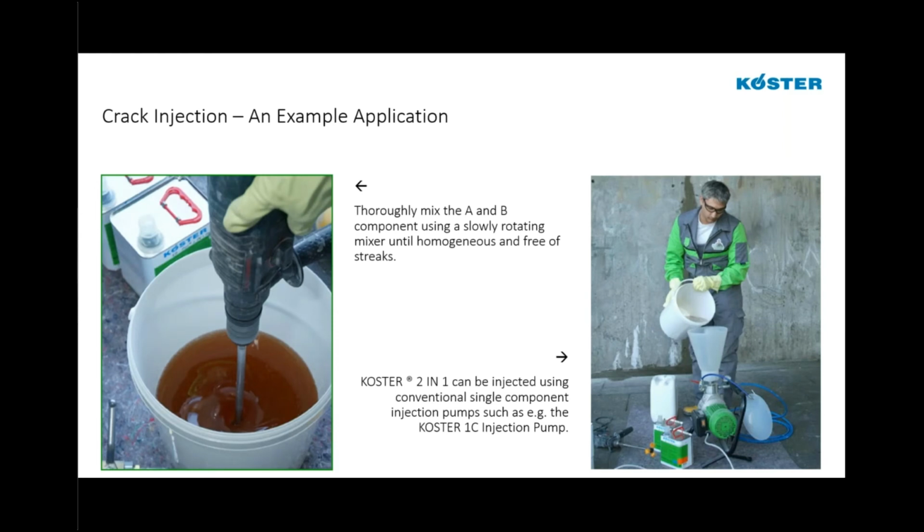We're using 2-in-1 here again, so we thoroughly mix the A and B component in a 1-to-1 ratio using a fairly slow mixing procedure. We don't need to mix very intensely, and we certainly don't want to create a lot of heat or add a lot of air into that injection product. Just a simple, very slowly rotating mixer, just until it's homogeneous and free of streaks, maybe for a minute or a minute and a half.